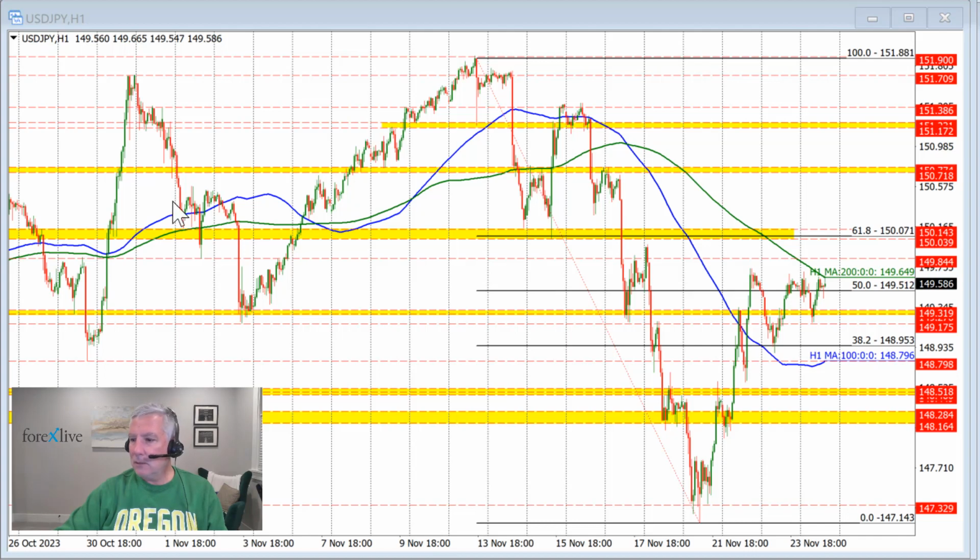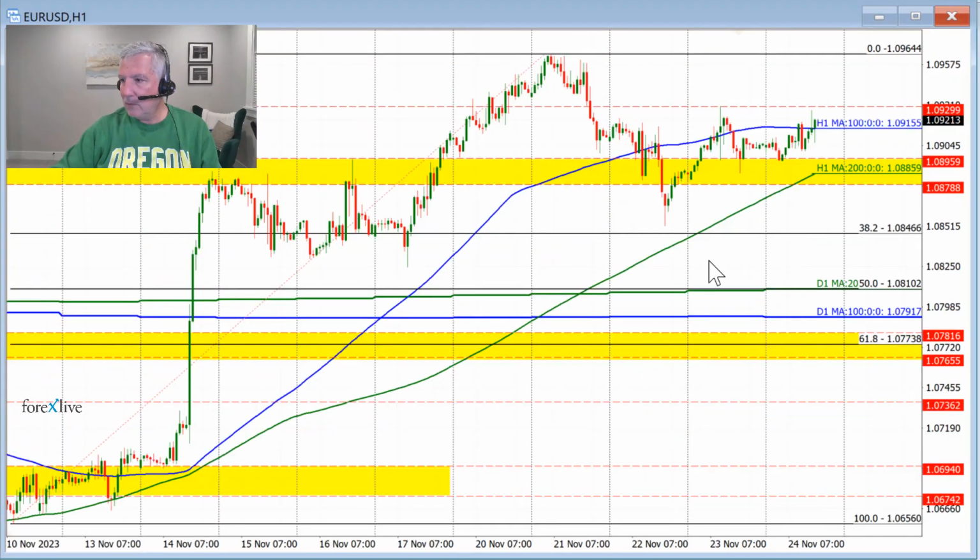Let's take a look at some of the major currency pairs. We'll start by taking a look at the euro versus US dollar, and we take a look at this currency pair on the hourly chart.